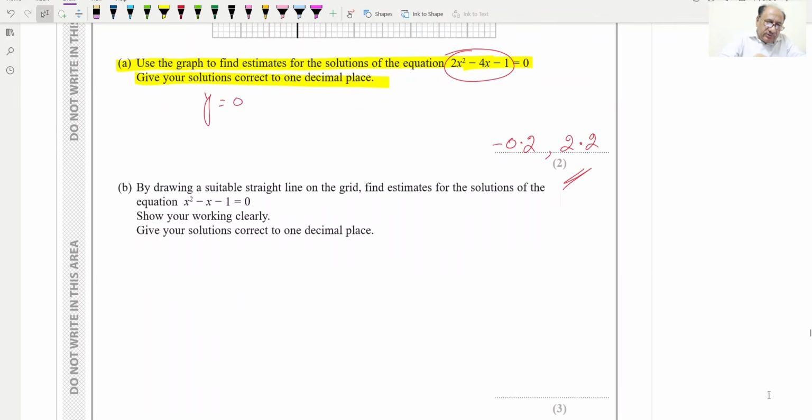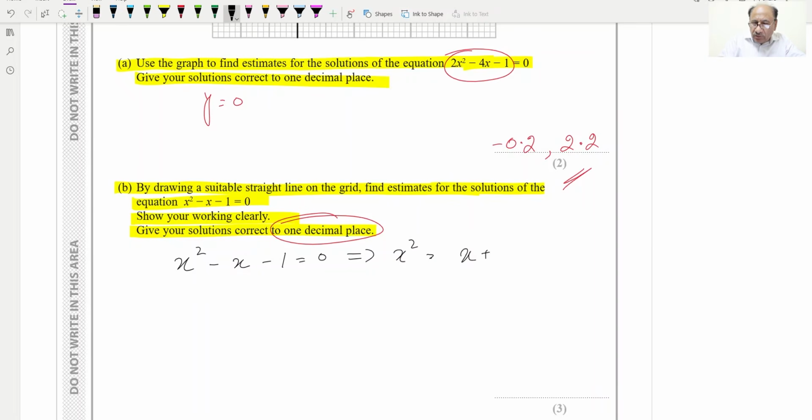Now the B part is a little tricky. By drawing a suitable straight line on the grid, find estimates for the solution of this equation. Show your working clearly, give your answers correct to one decimal place. So one decimal place is also important. Now what we will be doing, we can take the given equation x square minus x minus 1 is equal to 0, and this implies x square is equal to x plus 1. We have shifted this to the other side and we got this.